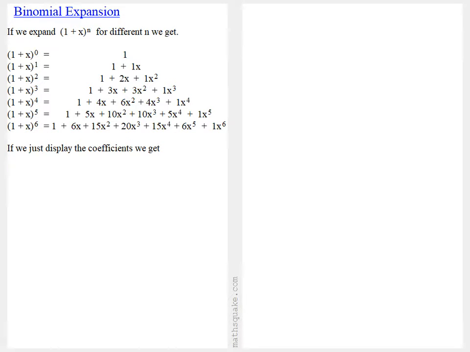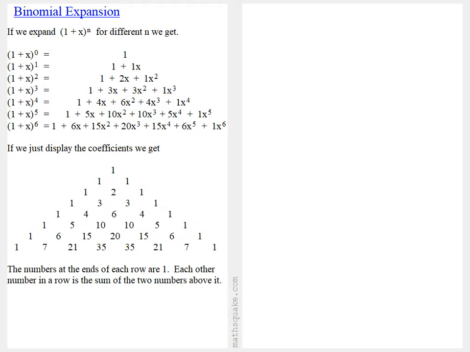And if we just display the coefficients alone, we get 1, 1, 1, 1, 2, 1, 1, 3, 3, 1, 1, 4, 6, 4, 1, 1, 5, 10, 10, 5, 1, 1, 6, 15, 20, 15, 6, 1, 1, 7, 21, 35, 35, 21, 7, 1.